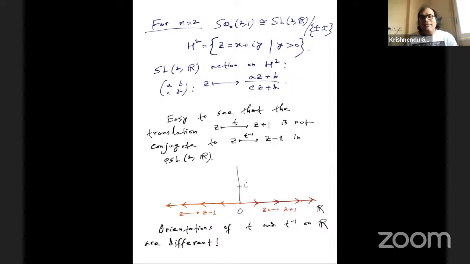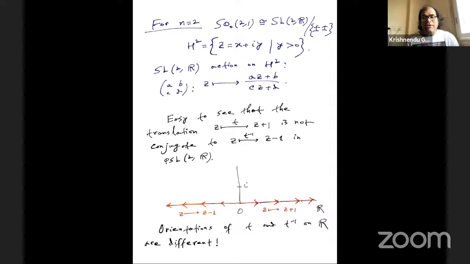So in that case, it's well known that you can realize SO_0(2,1), which is the identity component of either O(2,1) or PO(2,1). You can identify it as this group SL(2,R) mod plus minus identity. Now, this identification is done by the action of SL(2,R) on the hyperbolic 2 space, and the action is in terms of Mobius transformations, z goes to (az+b)/(cz+d).